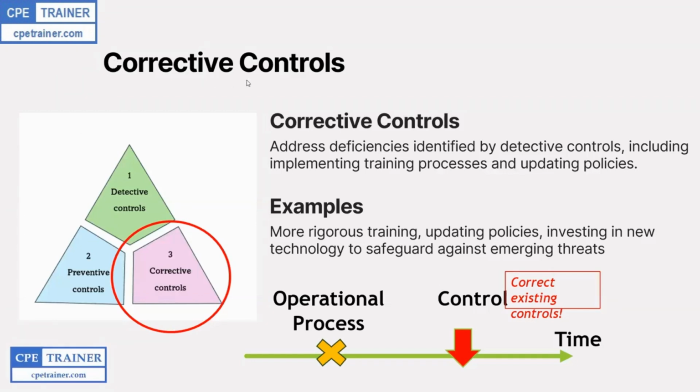And finally, we have corrective controls. Corrective controls are a little bit a consequence of a detective control. It basically addresses deficiencies identified by detective controls, and it includes training processes and updating policies.